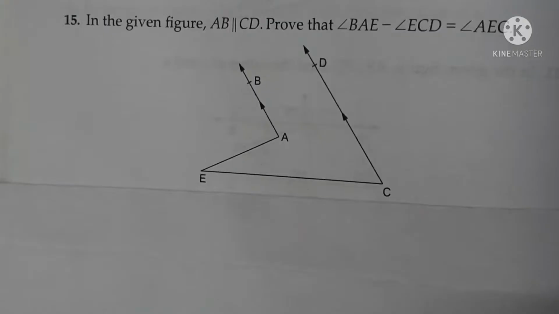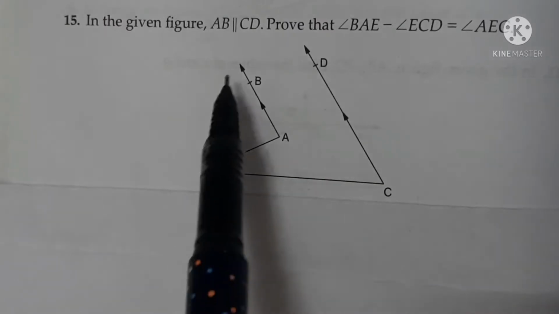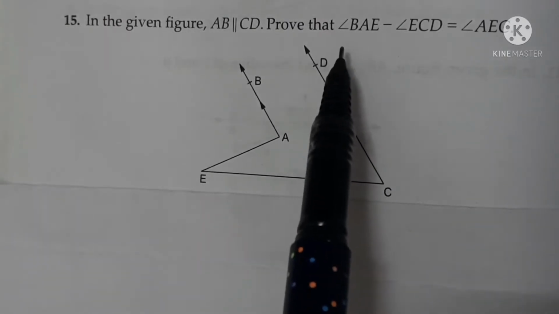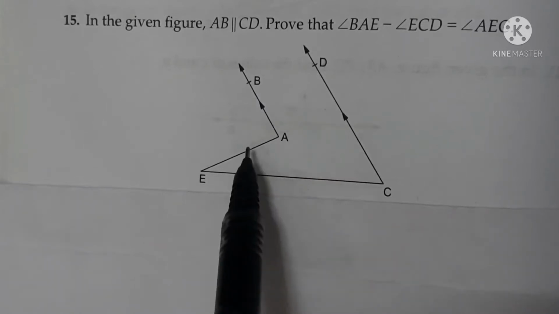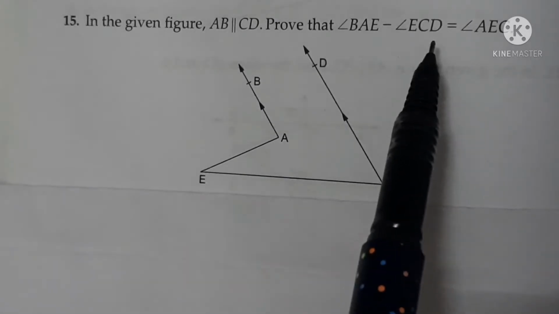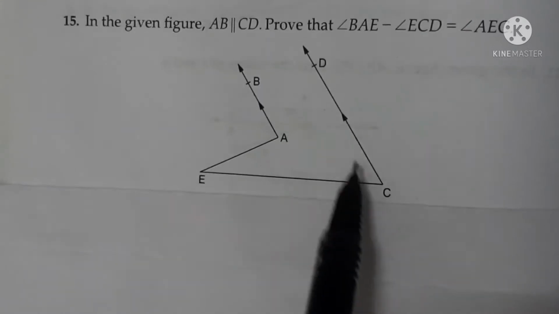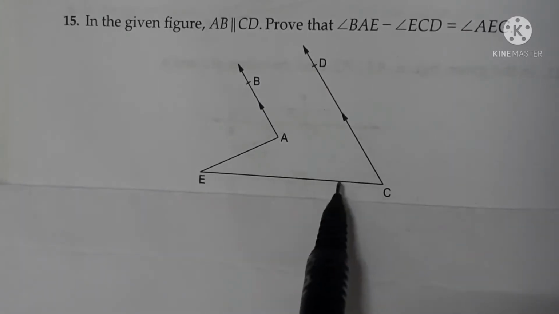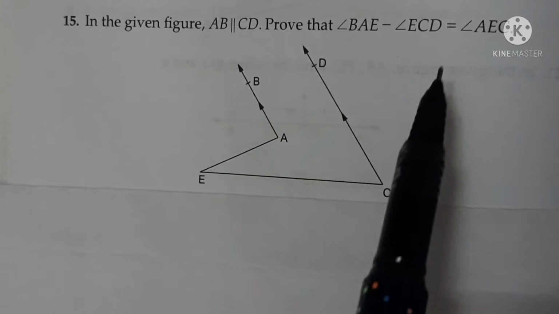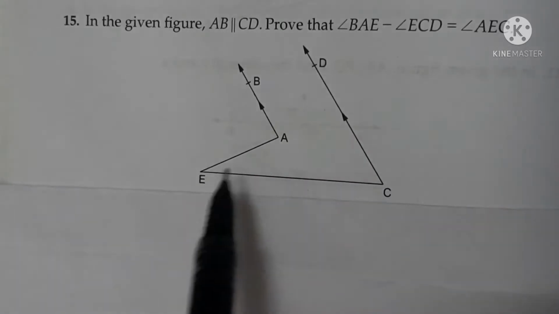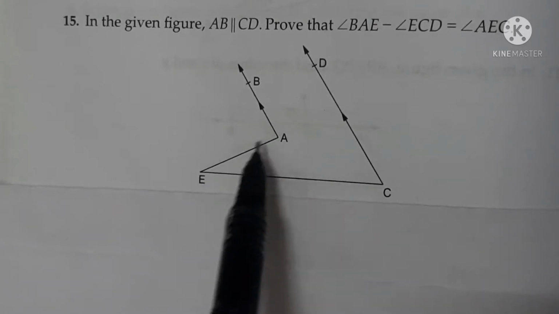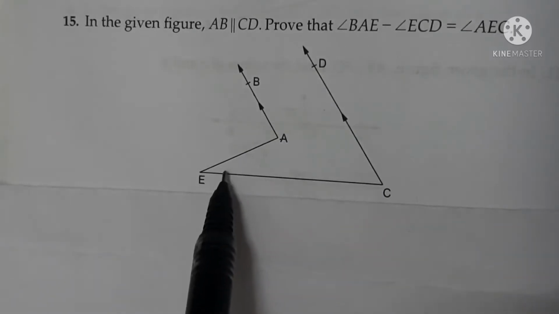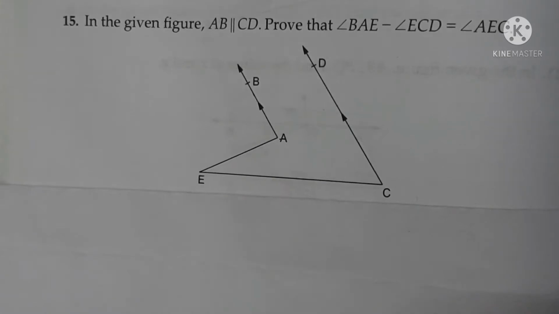Now question number 15. In the given figure, AB is parallel to CD. Prove that angle BAE, this angle, minus angle ECD, this angle, the difference of these two angles will be angle AEC. Now solve it.